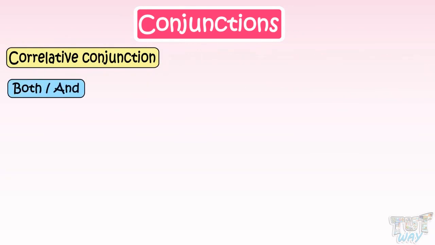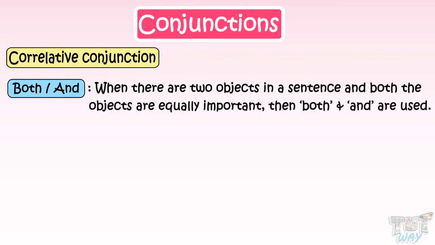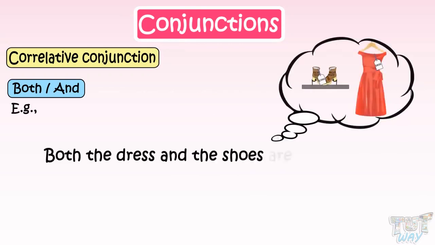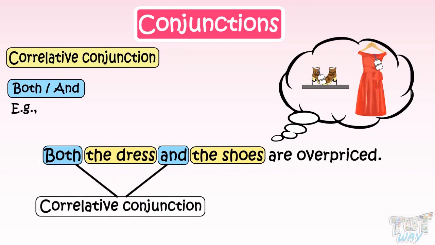Both and. When there are two objects in a sentence, and both the objects are equally important, then "both and" are used. Example: both the dress and the shoes are overpriced. Here, both the things, shoes and dress, are equally important in this sentence. That is why "both and" are used. Let's see more sentences in which "both and" are used.